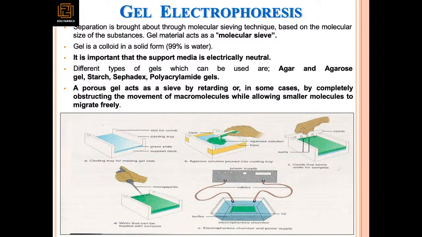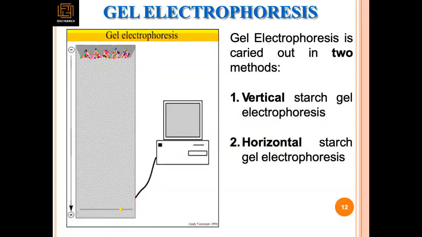A is the casting tray for making the gel. In B we have agarose solution poured into the casting tray, and C is the comb that forms wells for the samples, and D is the wells that can be loaded with the samples. Then we put our sample in them, and then we apply the power supply, and based on that our molecules, DNA, RNA or proteins, are separated from each other. Gel electrophoresis is carried out in two methods, vertical and horizontal.